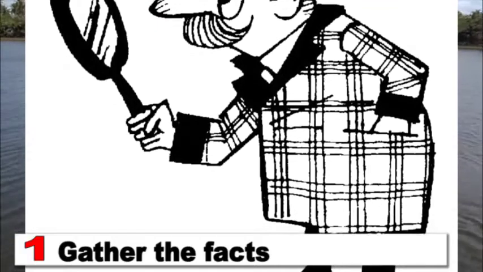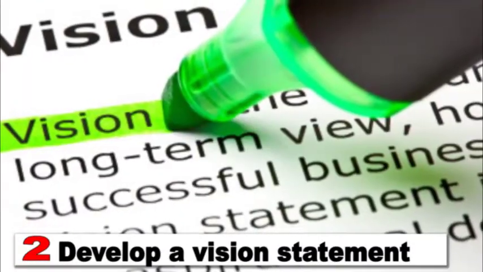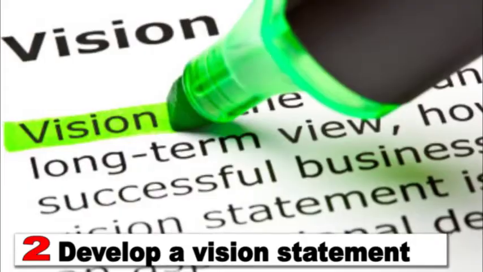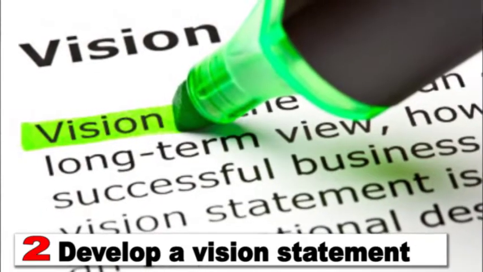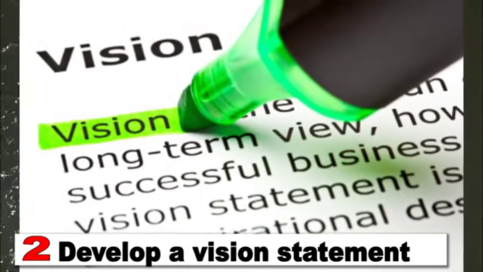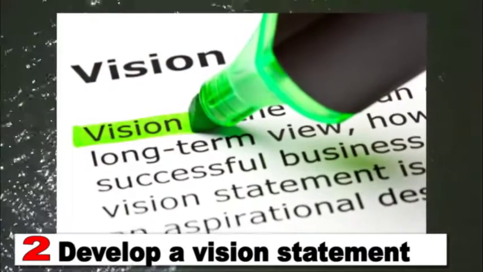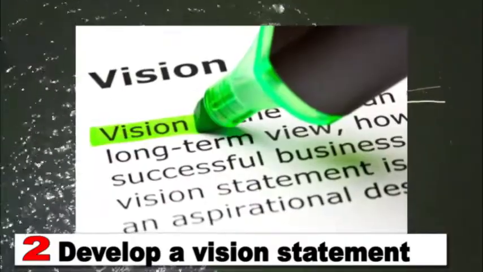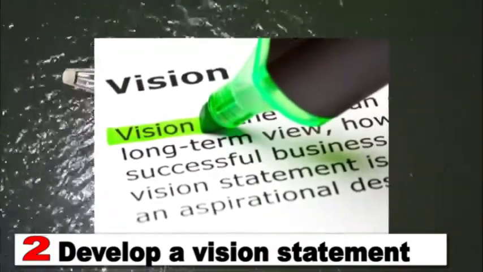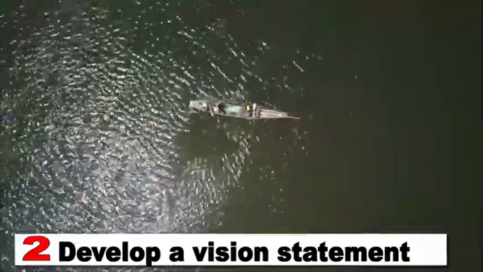Number 2, develop a vision statement. This statement should describe the future direction of the business and its aims in the medium to long term. It's about describing the organization's purpose and values. Business gurus have debated long and hard about what comes first, the vision or the mission statement. See step 3. But in practice, you could develop both at the same time.